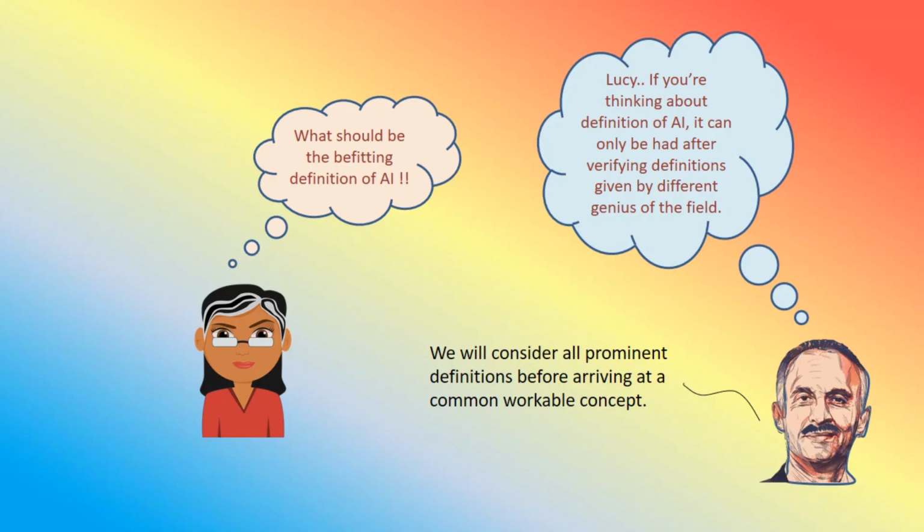In this lecture, we will concentrate on the definition of AI since it is the first step to clarity of the subject. So far, the definition of artificial intelligence is considered. It has a number of definitions given by the intelligentsia of the field. We will consider all prominent definitions before arriving at a common workable concept.